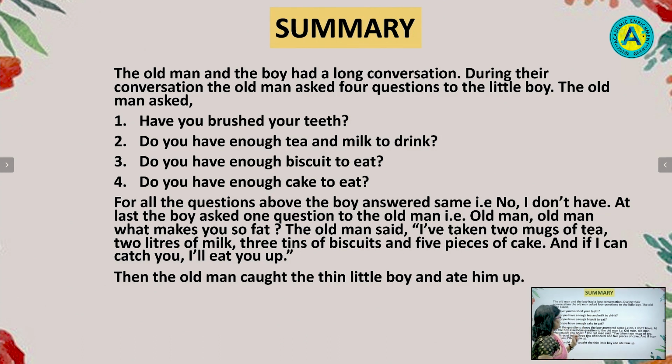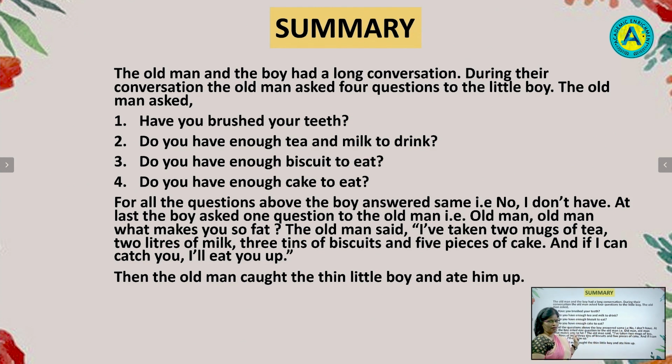The old man and the boy had a long conversation. During their conversation, the old man asked 4 questions to the little boy. The old man asked, number 1, have you brushed your teeth? Number 2, do you have enough tea and milk to drink? Then number 3, do you have enough biscuit to eat? Then the last and fourth one is, do you have enough cake to eat? For all the questions above, the boy answered the same. That is, no, I don't have.